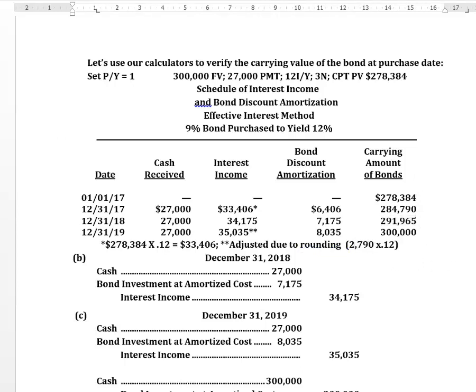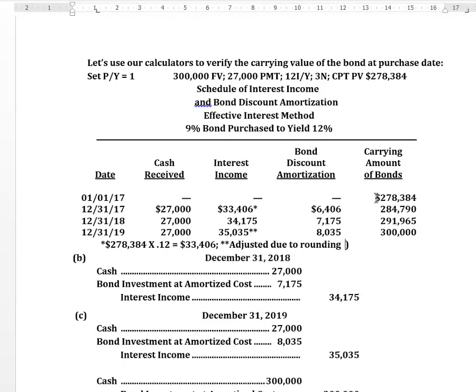Now, if I took my 291,965, I'm just doing that little calculation here, showing you, and multiplied that by 12%, I would get $35,035. And again, I'm adjusting it a little bit due to rounding. So the difference between the cash received and the interest income I'm going to book is $8,035, such that when I add that to my carrying value, my bond is now sitting at the maturity date at $300,000, which is what it should be sitting at, because that's the value at which the bond is going to be discharged.